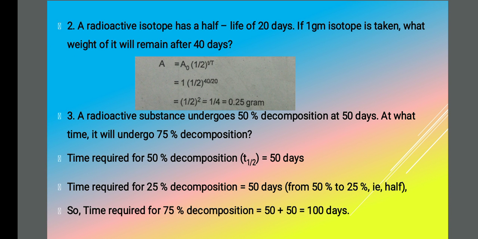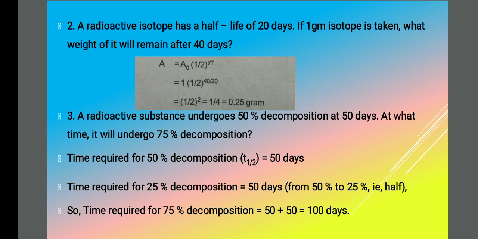And coming to the second problem: a radioactive isotope has a half-life period of 20 days. If 1 gram of the isotope is taken, what will remain after 40 days? For 20 days a half-life period is given, and 1 gram of substance is given. So what will be the amount remaining after 40 days?